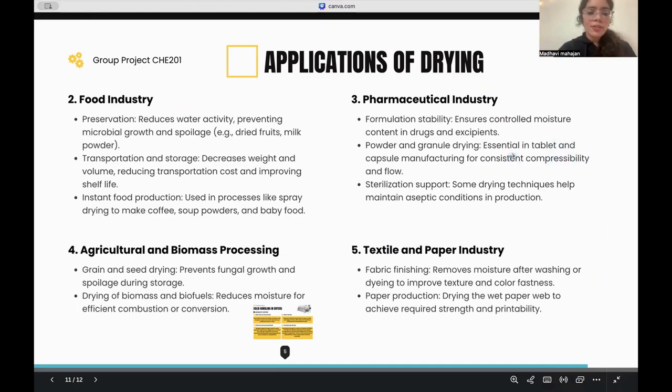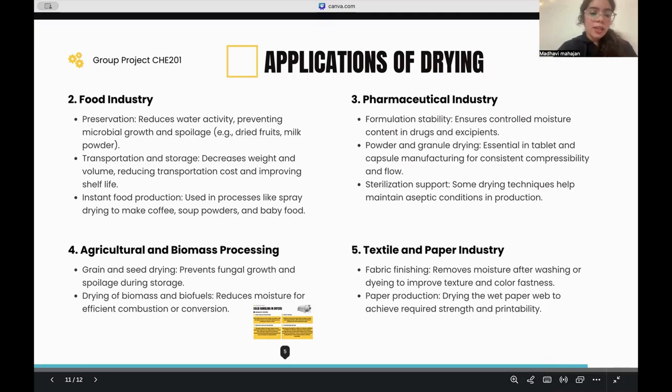Moving to the food industry, drying is everywhere in our kitchen. From dried fruits and milk powder to instant coffee and soup mixes, all depend on drying. It helps preserve food by reducing moisture, which stops microbial growth, reduces weight for transport, and also extends shelf life. In the pharmaceutical industry, drying ensures the stability and quality of medicine. Tablets and capsules require the right moisture content for proper compression and flow. Some drying techniques are used to maintain sterilized conditions and also drug protection.